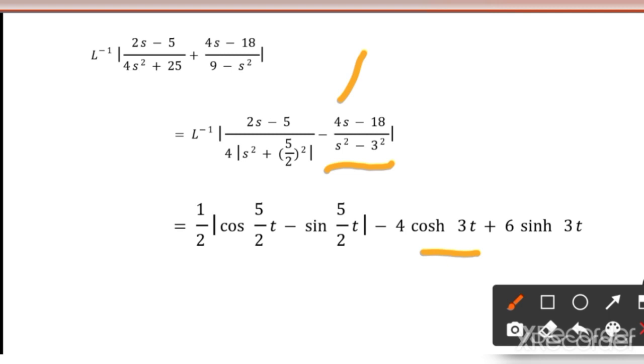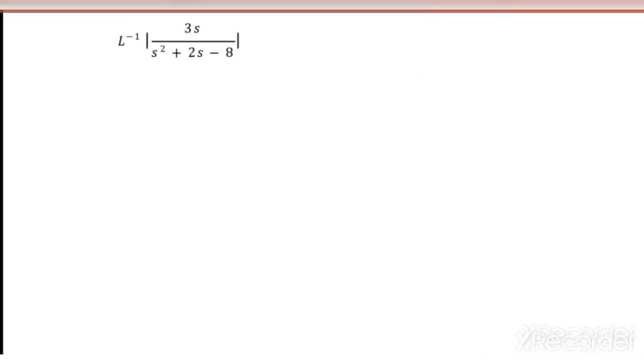Then the second one is 18 by s square minus 3 square. In the denominator I have 3 square, so I can have 3 by s square minus 3 square. Directly you can write sin hyperbolic, so I can split 18 as 6 into 3. So 3 by s square minus 3 square, that L inverse is sin hyperbolic 3t. 6 outside is a constant, so 6 times sin hyperbolic 3t.